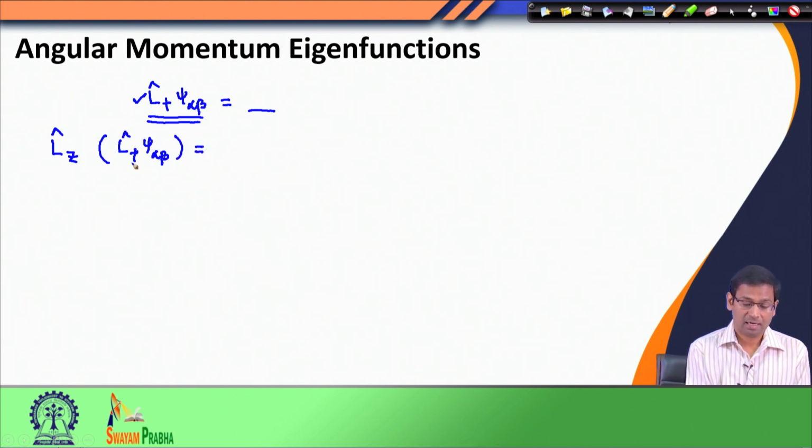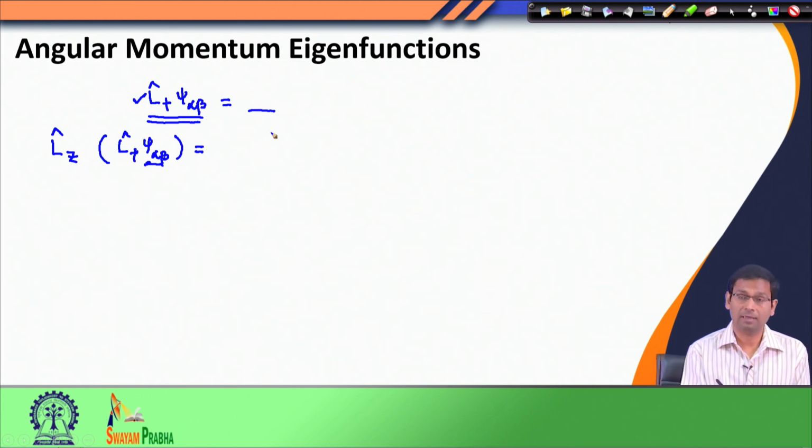So, I am making a measurement of the Lz operator on this new function. How do I get this function? I get it by applying the L plus operator on psi alpha beta. What is psi alpha beta? Psi alpha beta is the eigenfunction of the L square and Lz operators, and I have defined them already. So, I see that I have Lz and L plus.